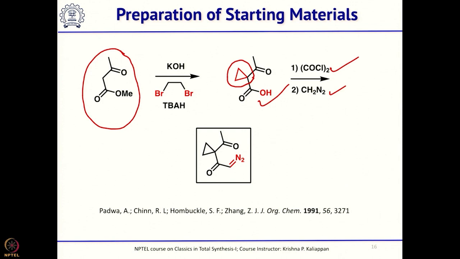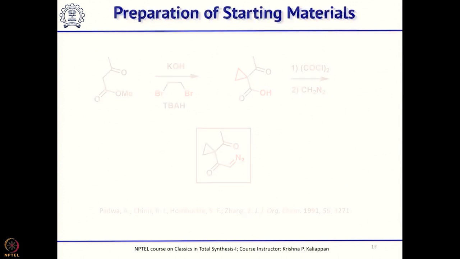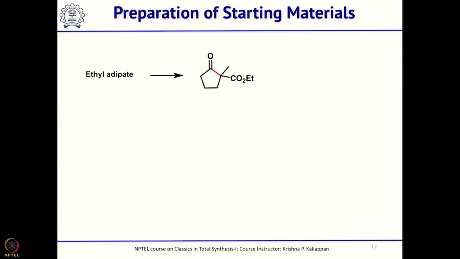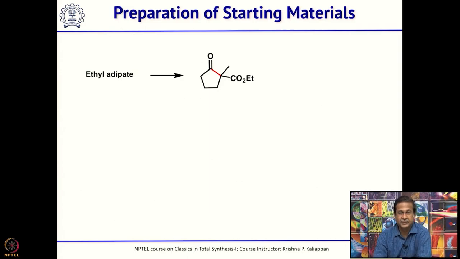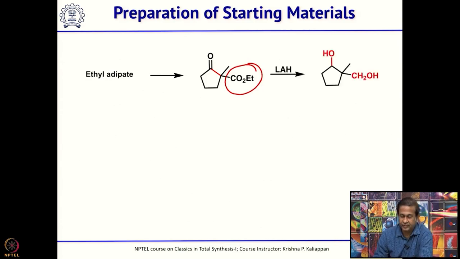For the second fragment, you should start from ethyl adipate. Ethyl adipate is again a commercially available compound, and in 1 step one can make this 2-methyl cyclopentanone with ester at the alpha position. Now you reduce the ester as well as the carbonyl group, that is the ketone, to get a diol. You have a primary alcohol and a secondary alcohol.